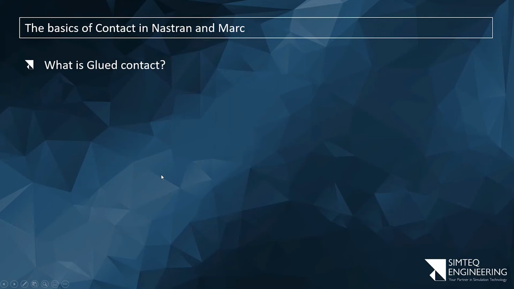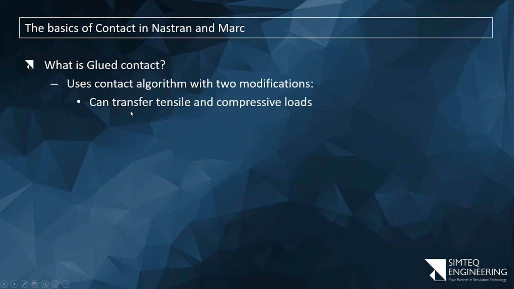Okay, and then the last one for the day is: what is glued contact? Touching contact is typically what we think of as contact. It makes contact or it doesn't. If I try to lift it up, it releases. Now, glued contact says we use the same algorithms, but we change two things in that contact algorithm.